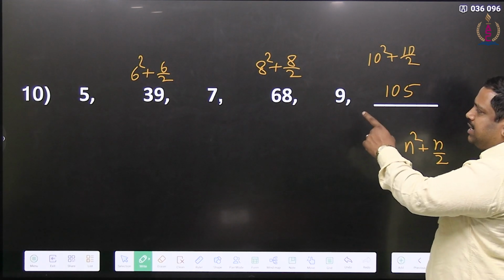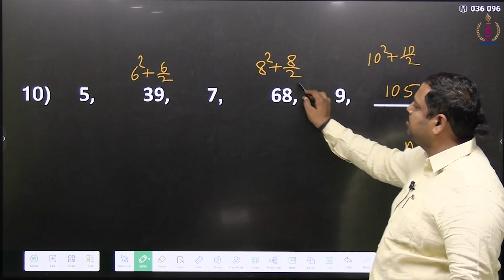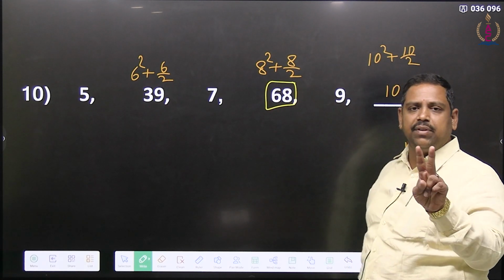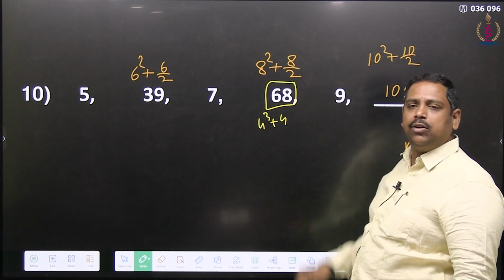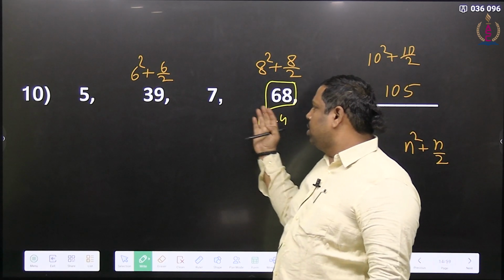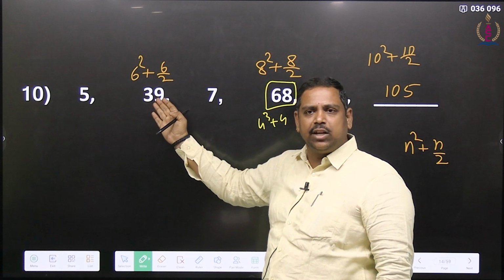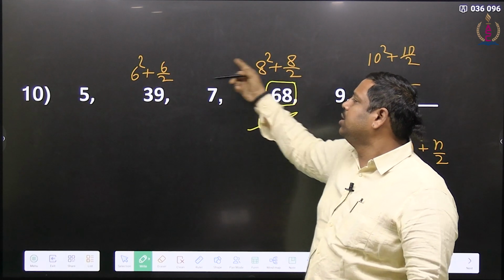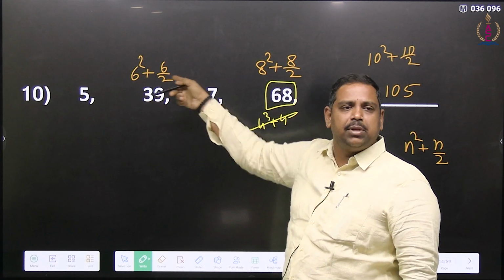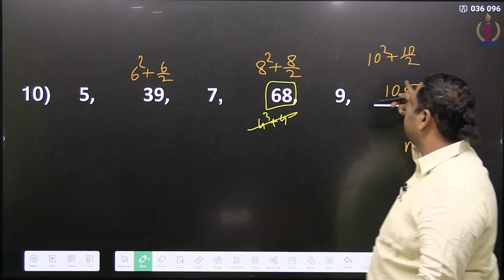Okay, 5, 39, 7, 68, 9, blank. Sir, 68 is a magical number. I said two logics for it: 4 cube plus 4 and 8 square plus 8 by 2. If it is 4, at least this should be 3, right? Is it 3 cube plus 3? No. This logic is ruled out. Automatically 8 square plus 8 by 2 should support: 6 square plus 6 by 2. Automatically you will get the answer, yes or no?